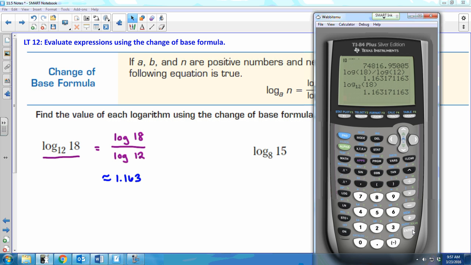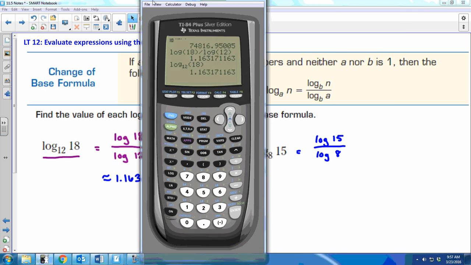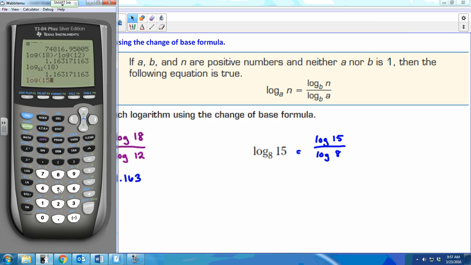Any questions about that? So on the second one, again, you can use whatever method you want. Again, I'm old school, and I think it's faster just to use the buttons on the main screen. So log base 10 of 15 divided by log base 10 of 8. I think it takes about the same time to type in either of them. So any questions about learning target 12? Because that's what that is.